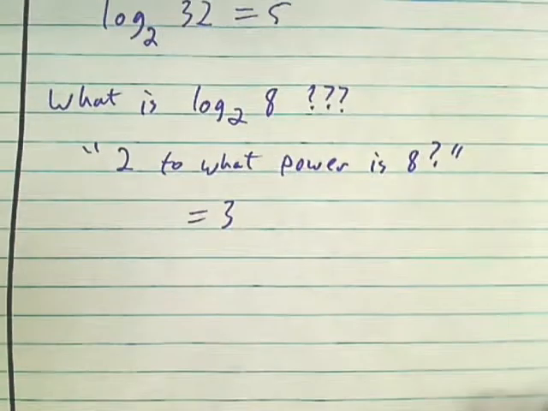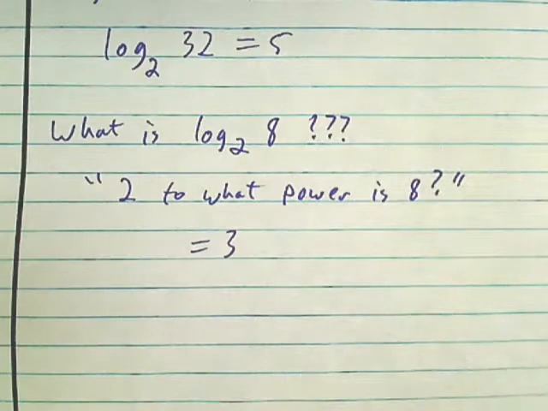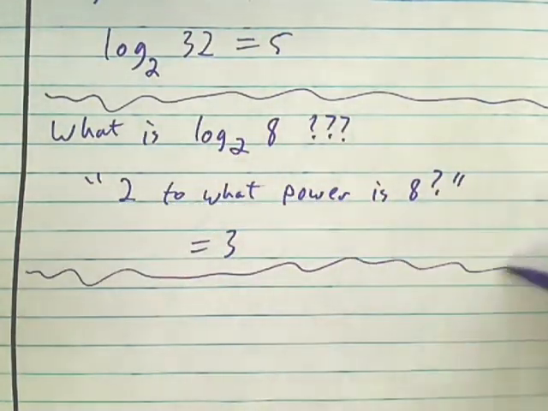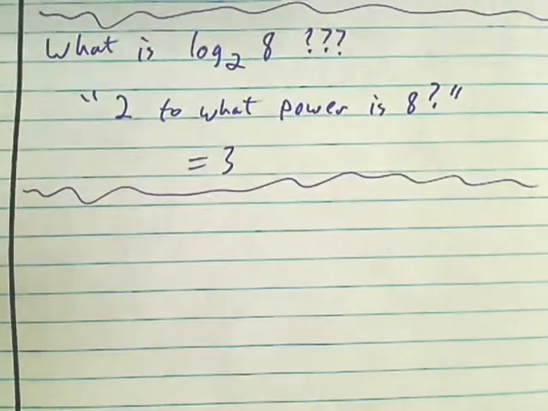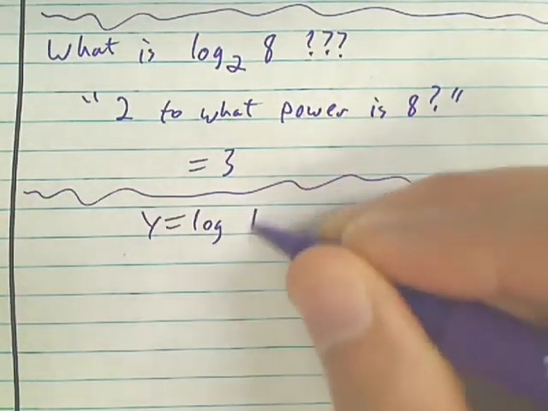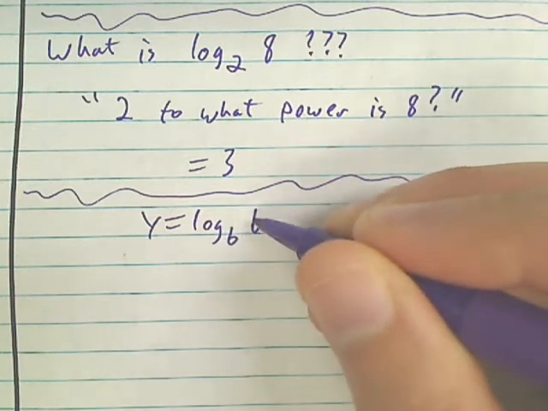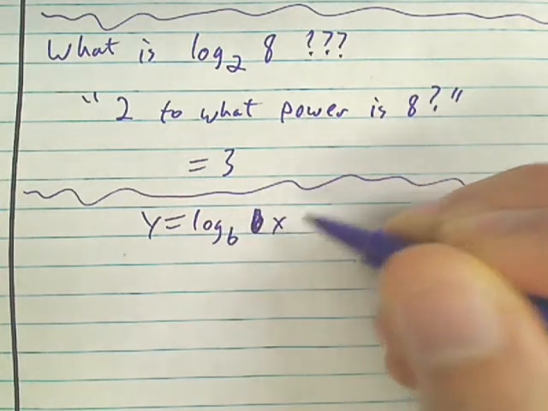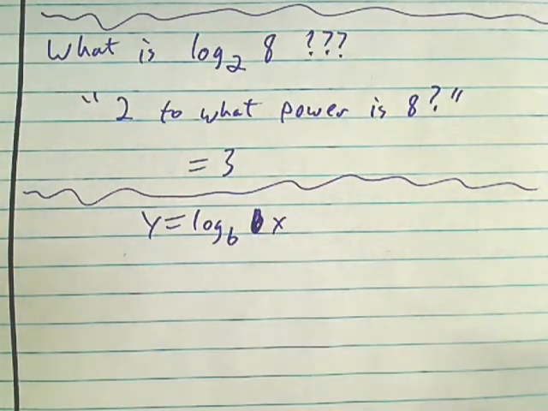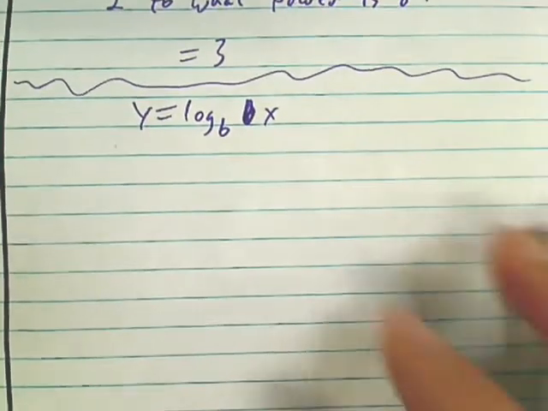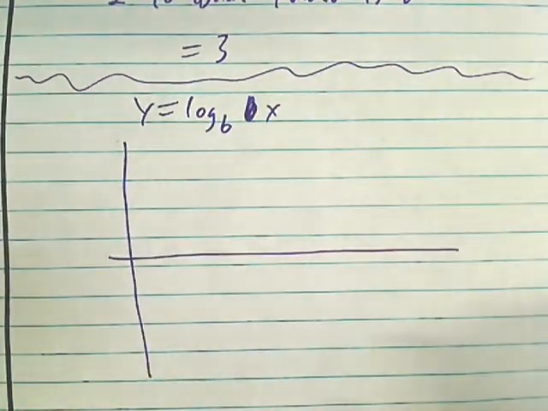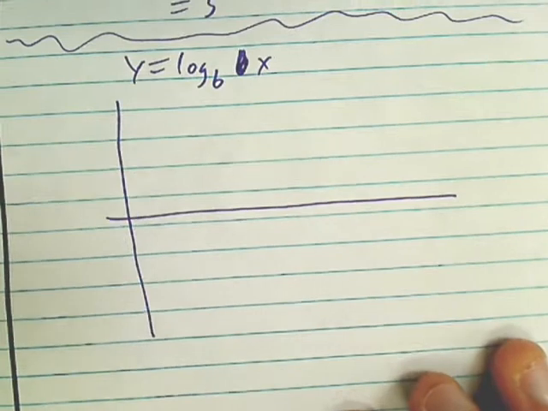Finally, I want to look at the graphs of logarithms. I guess I could put a line there and a line here. Kind of separate that stuff out. So, y equals log base b of x. Ignore the squiggly. Y equals log base b of x. And let's see what this graph would look like.